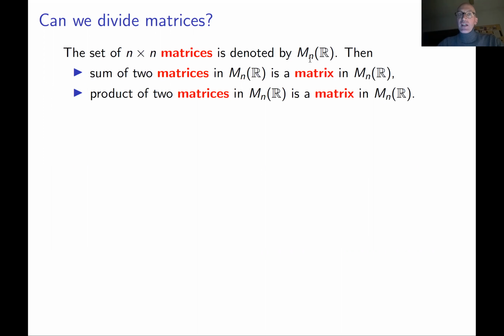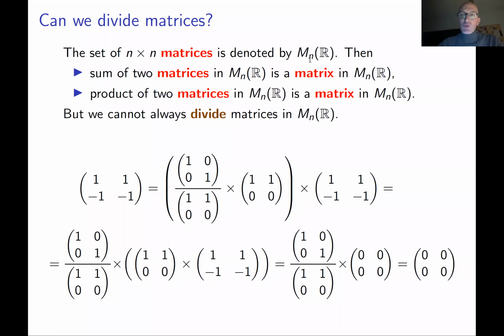Now, the only thing we don't know: can we divide them? If we can divide them, it basically means it looks like real numbers. Unfortunately, we cannot always divide them. Here is an example. Suppose I have the matrix 1, 0, 0, 1. This is the identity matrix. And suppose I have the matrix 1, 1, 0, 0. And I want to divide these matrices. I'm not sure I can do this, but suppose I can. What does it mean that I can? It means that this ratio is a matrix, some n times n matrix, such that if I multiply it by the 1, 1, 0, 0 matrix, I get the identity.